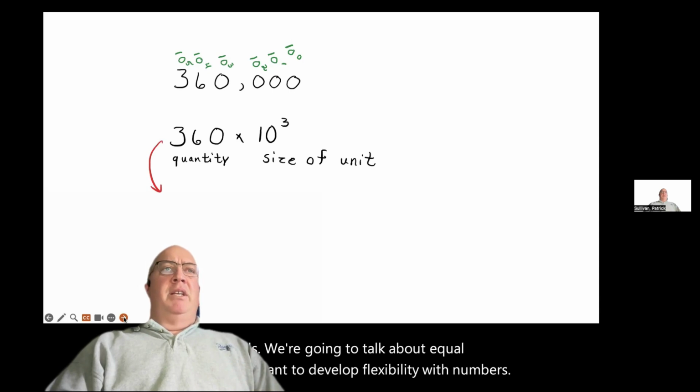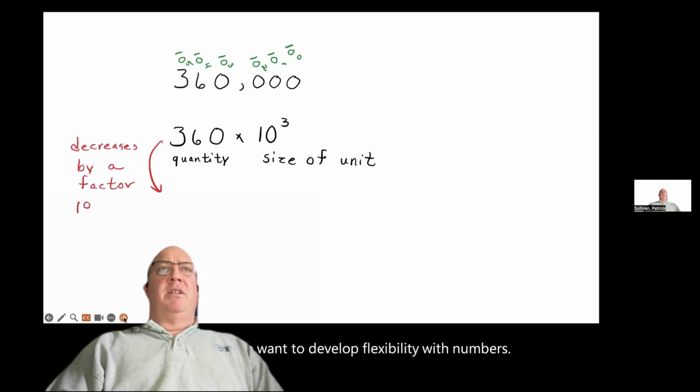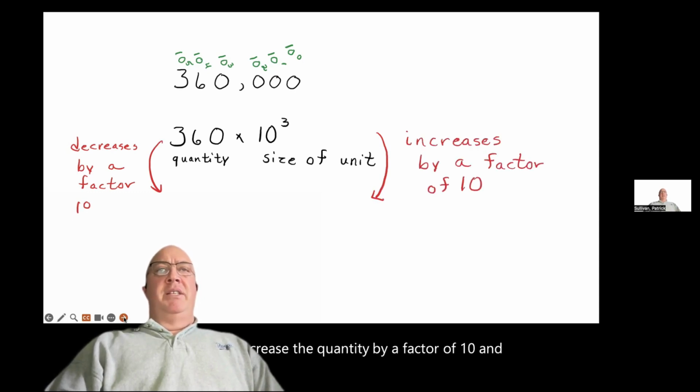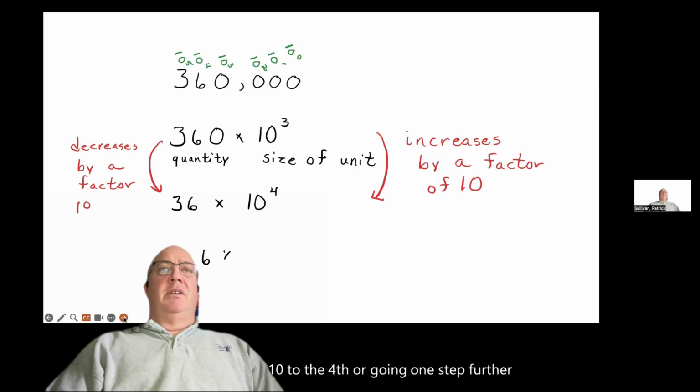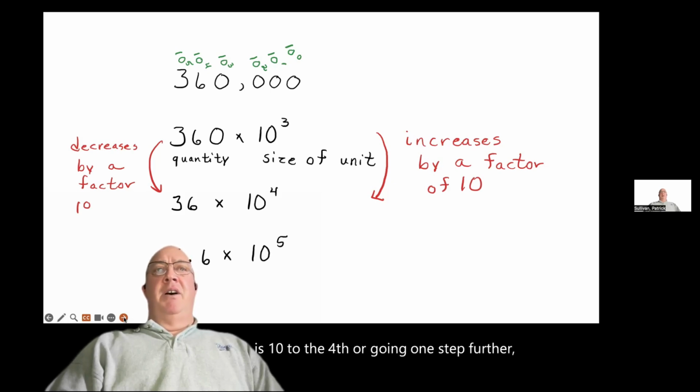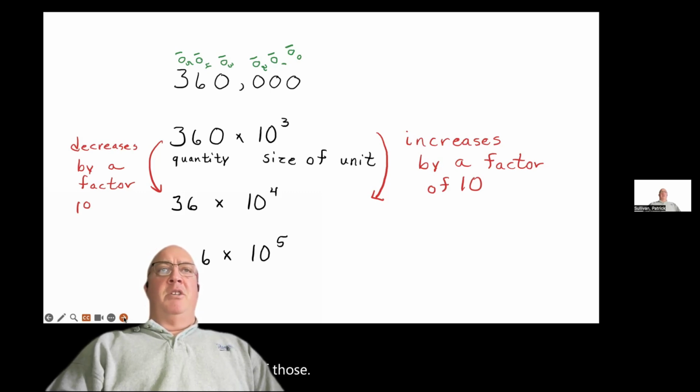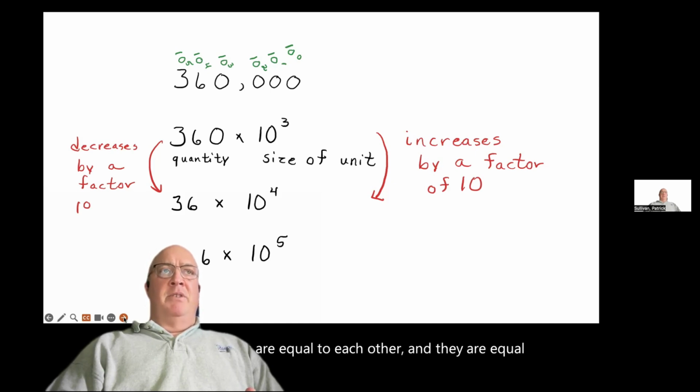So 360 is also, if we decrease the quantity by a factor of 10 and increase the size of the unit by a factor of 10, 36 of a unit of 10,000, which is 10 to the fourth. Or going one step further, 3.6 of a unit of 100,000. So all three of those numerical expressions are equal to each other, and they are equal exchanges, and we describe that in terms of decreasing by a factor of 10 and increasing by a factor of 10.